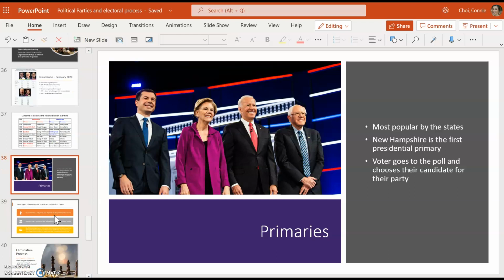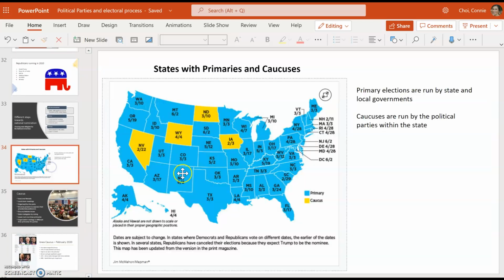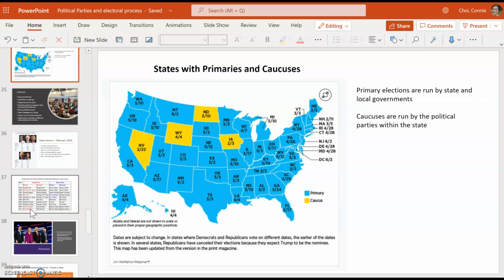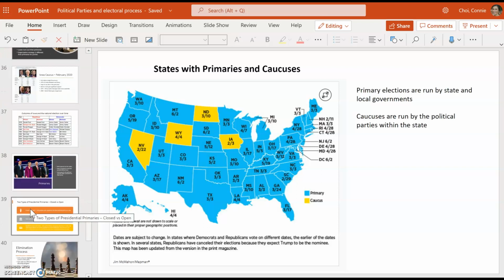Now, primaries are different than a caucus. Going back to this map, we see that most states abide by a primary election. And basically, this is like an election. You go to the poll and you vote. And the Republicans and the Democrats have their own rules depending on the state that you live in.